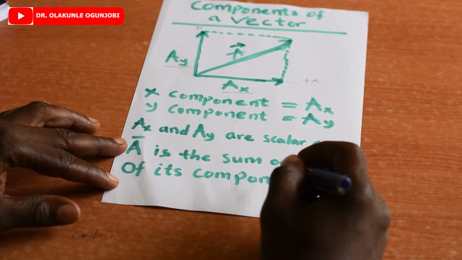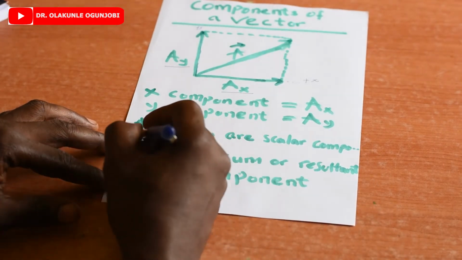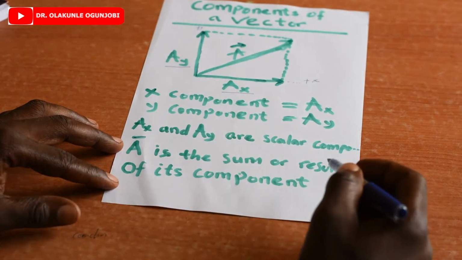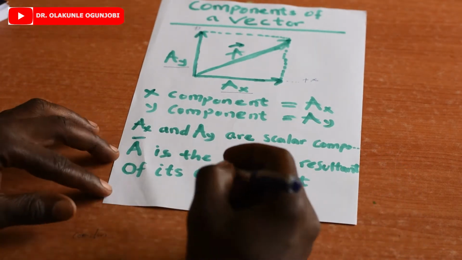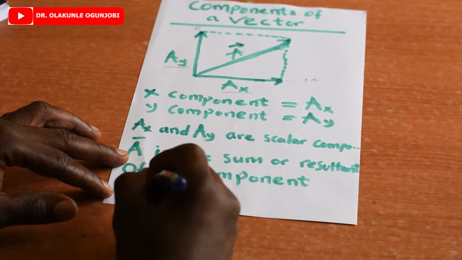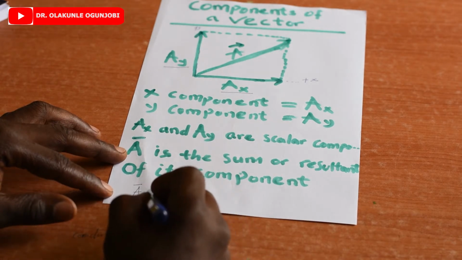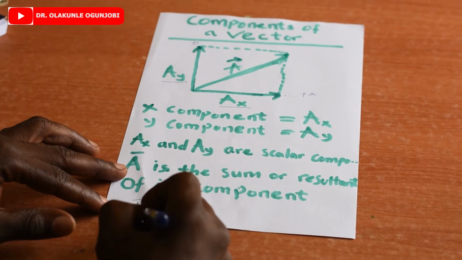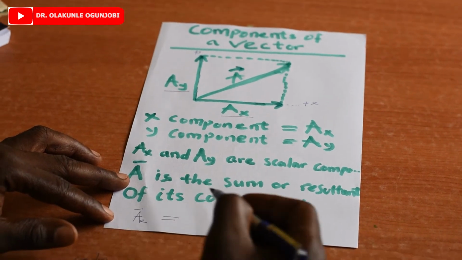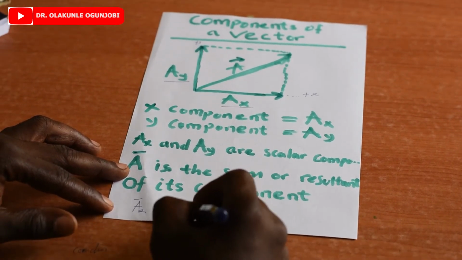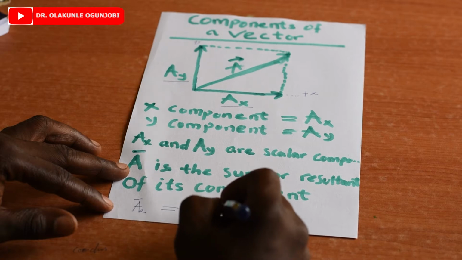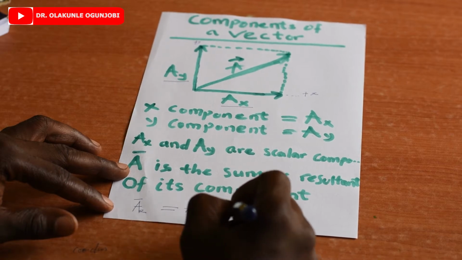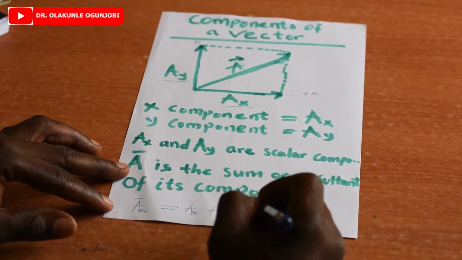The resultant vector, which is denoted as this, is the sum of the components. That is vector A, which is the resultant vector. You can call that one AR. In this case, the resultant vector will be the summation of the component along the x axis and the component along the y axis.